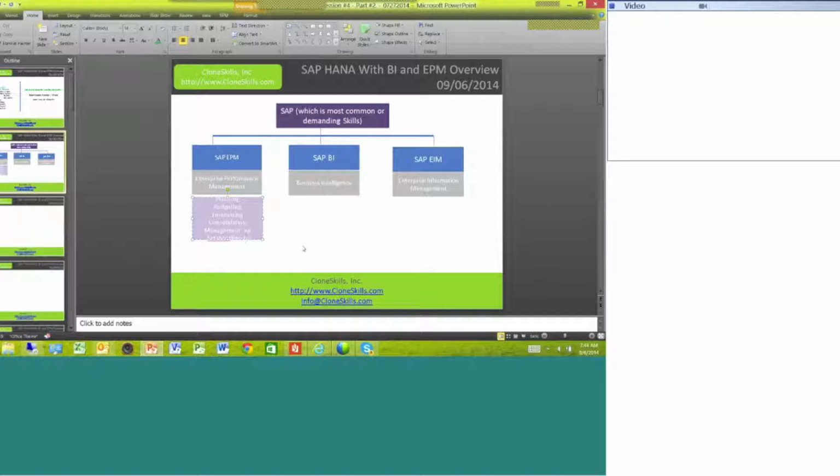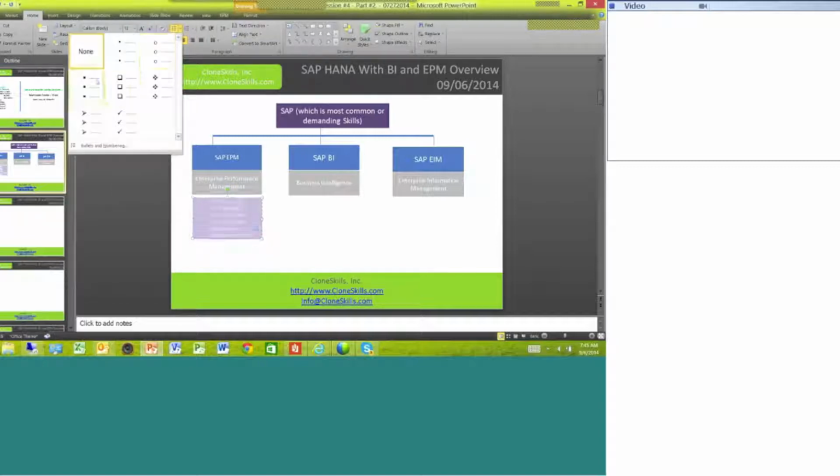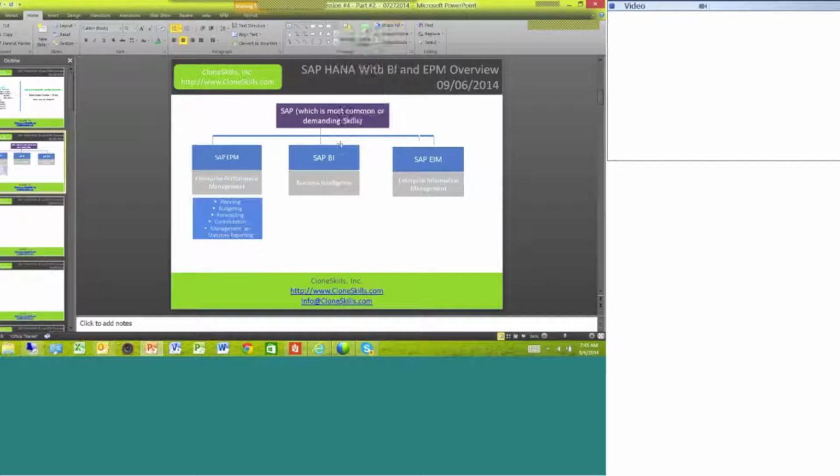Under EPM we focus on these areas: planning, budgeting, forecasting, and we also focus on the reporting side. So these are the core functions you perform: planning, budgeting, forecasting, consolidation, management and statutory reporting, or it could be operational reporting. What is the tool primarily used for this? This is what BPC does. This is SAP BPC.